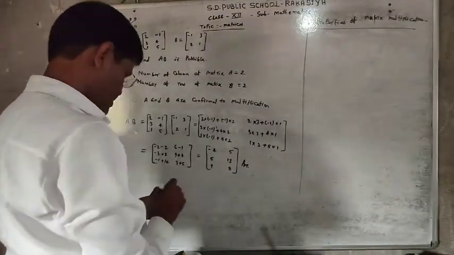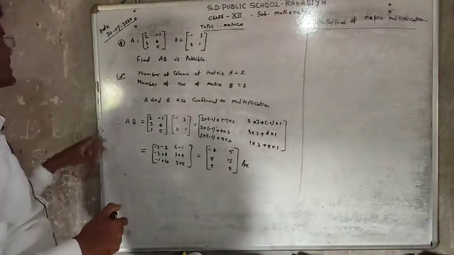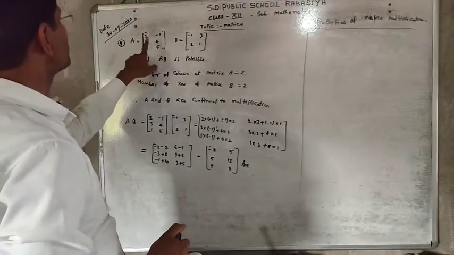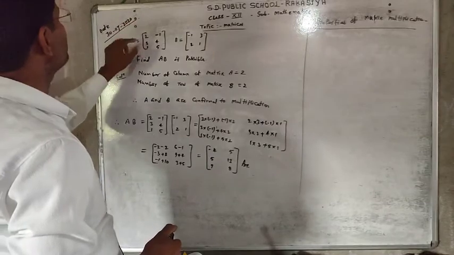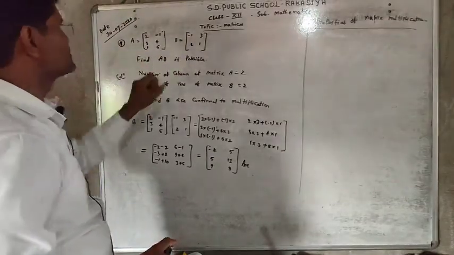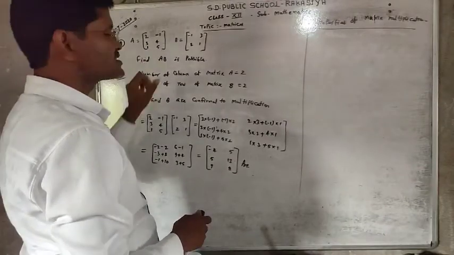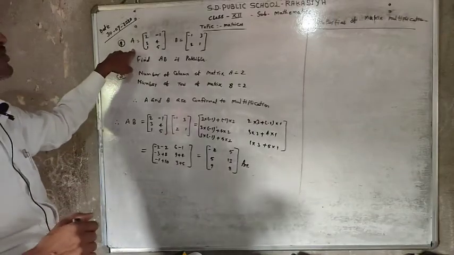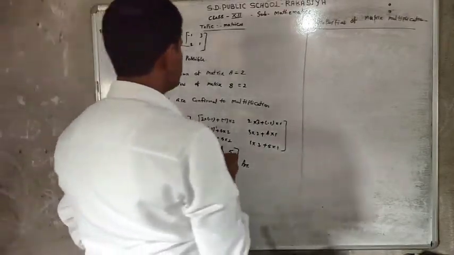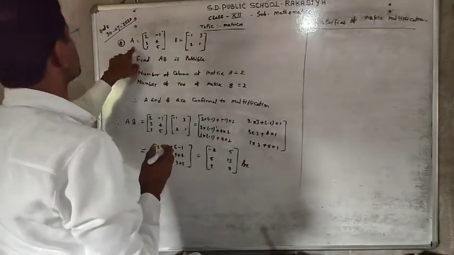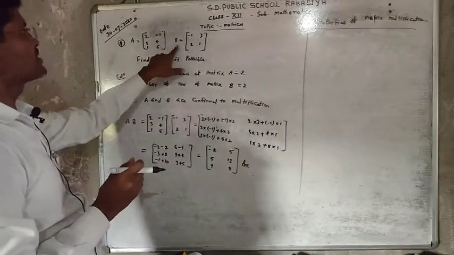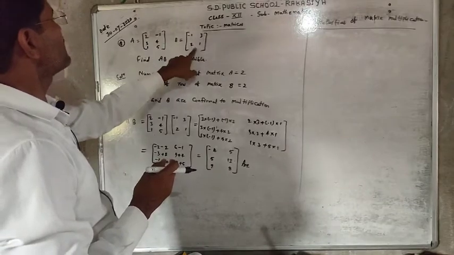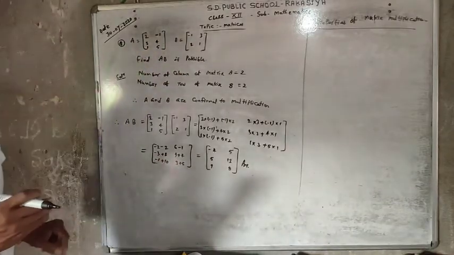We know that the multiplication of two matrices A and B can exist, meaning AB can exist, when the number of columns of matrix A is equal to the number of rows of matrix B. If AB is conformable, then BA is not necessarily conformable for multiplication, because the number of columns of matrix A is the number of rows of matrix B, but it is not necessary that the number of columns of matrix B is equal to the number of rows of matrix A.